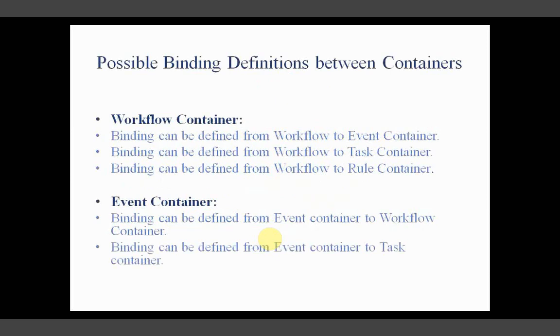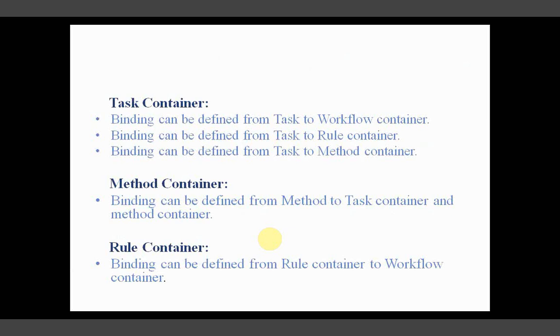Now coming to the workflow container, the binding can be defined from the workflow to the event container, from workflow to the task, from workflow to the rule container. I will be showing you everything in practical, just making you familiar with the words, the parts and pieces of this workflow. Next, coming to the task container, we can do the binding from task to the workflow container, then from task to rule container, and from task to method container. Now coming to the method container, we can do the binding from method to the task container.